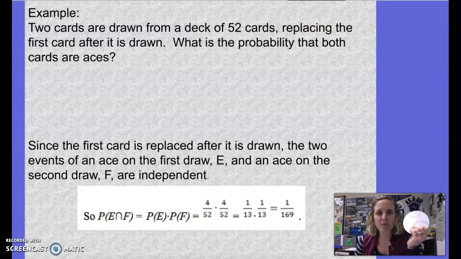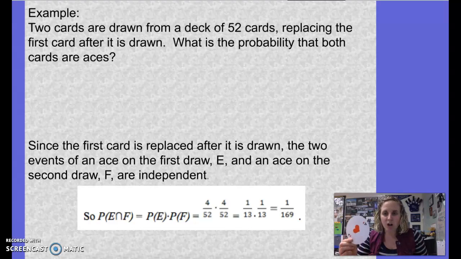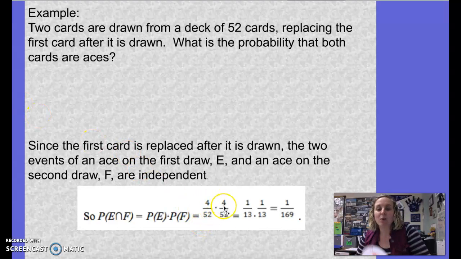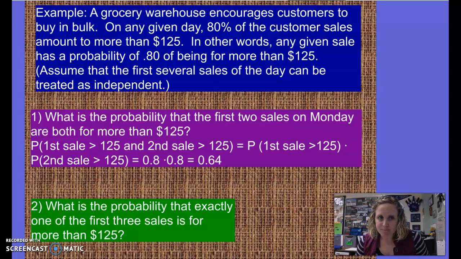Two cards are drawn from a deck of 52 cards, with replacement. What is the probability that both cards are aces? So there are 4 aces in 52 cards. Again, we're going to put it back, so there's still 4 aces in 52 cards. To find the intersection, the both happening, the and, we've got 1/13 times 1/13, a probability of 1/169. We've been doing this for a long time.